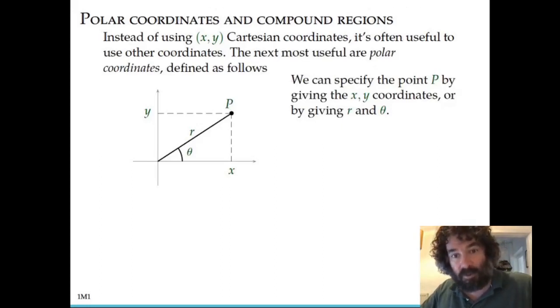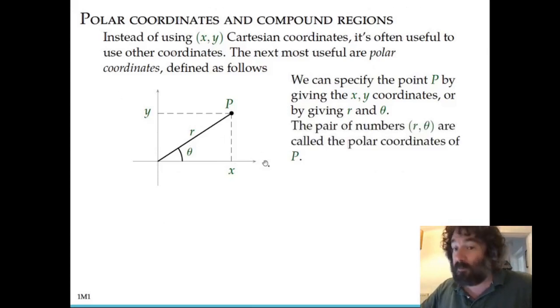The idea of polar coordinates is that we describe points in the plane by the angle that the point makes with the positive x-axis, which is theta here, and also the distance from the origin. And so in Cartesian coordinates, we describe the position of the point by the distance along the x-axis and the distance along the y-axis, labeled as x and y. But in polar coordinates, we use the angle, theta, and the distance from the origin, r. And so these two numbers, r and theta, are called the polar coordinates for the given point P.